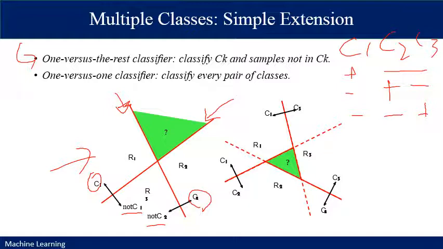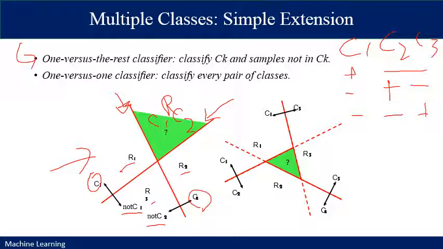So you have the definition of different regions: region 1, region 2 and region 3 respectively. However, there is a fourth region where the ambiguity lies, because it is classified as C1 by the first linear classifier and as C2 by the second linear classifier.